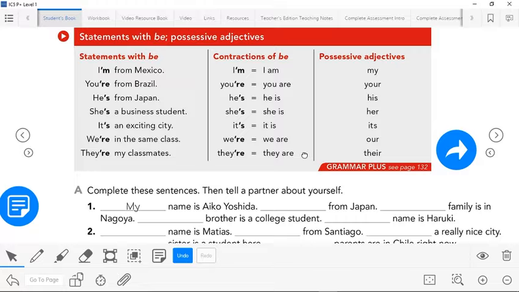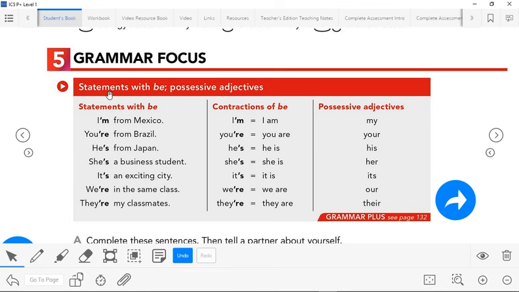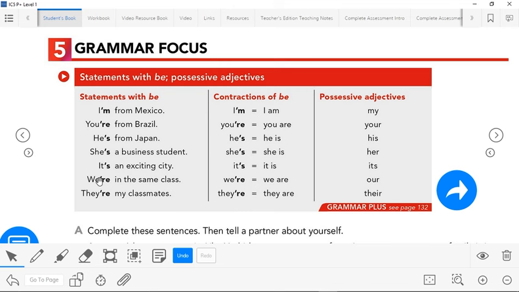Okay, now we're going to be seeing the grammar focus for today. That is the statements with the verb be and also the possessive adjectives. We have the statements with be, with the pronouns I, you, he, she, it, we, they, which have different forms for the verb be. I am, in the contraction, is I'm.